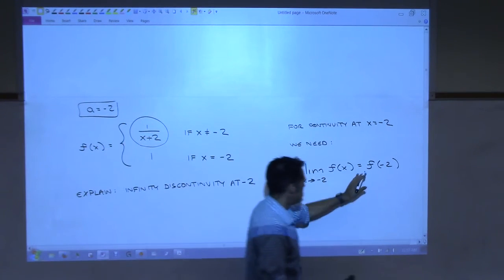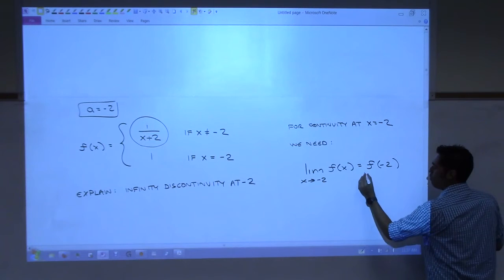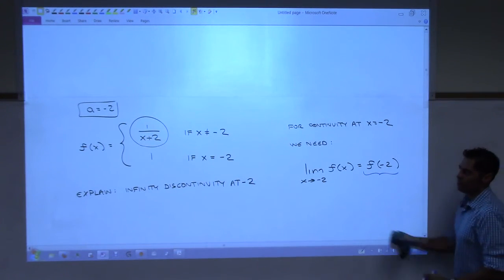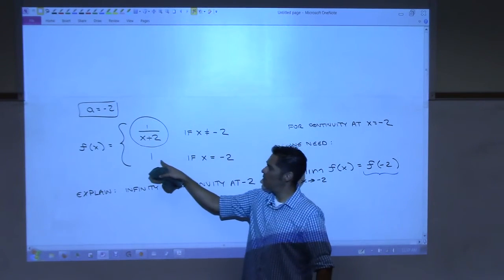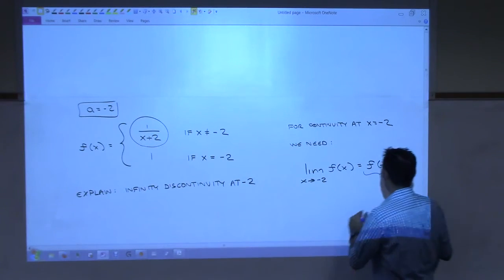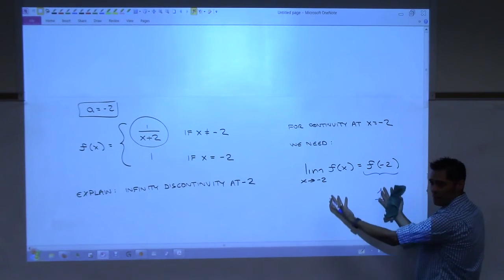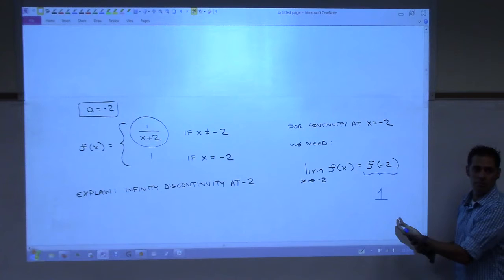What is the right side of this equation equal to? What's f of -2? Plug in -2, you get 1, right? So I know the right side of this equation is 1. And what I'm doing is I'm working the left and right hand sides down together like this, and I'm seeing if they are equal or not. Okay?